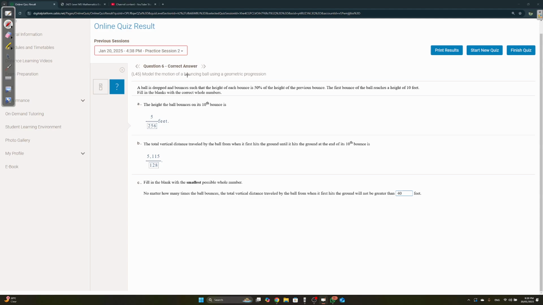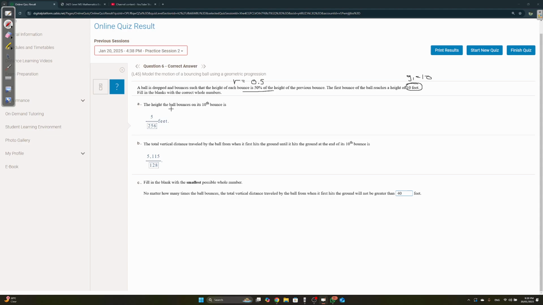Question 6. Okay, this is a nice question. We had it last year as well. I like it. It needs a bit of thinking. A ball is dropped and bounces such that the height of each bounce is 50% of the height of the previous bounce. So you're multiplying by 0.5 each time. It's half every time. So r is equal to 0.5. The first bounce is 10 feet. So they gave us what? G1 is equal to 10.